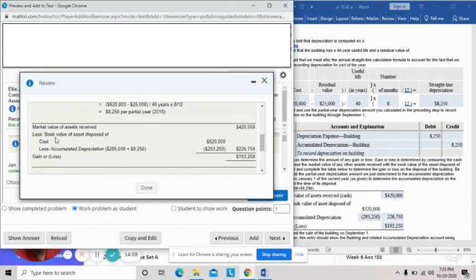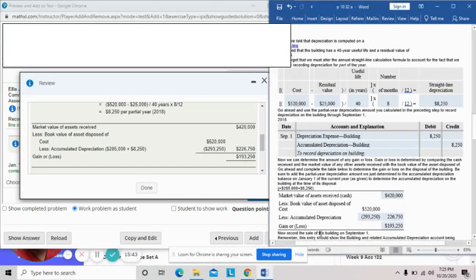So these are the amounts given, right? Market value of assets received, 420,000, less the book value of asset disposed. The cost of the building was 520,000. The accumulated depreciation, as I mentioned, is the sum of 285,000 and 8,250, which gave me the value of 293,250. Basically, what they did was take the 520,000, subtract the 293,250 to give me the value of 226,750. Then we subtract these two amounts here to produce the gain of 193,250.